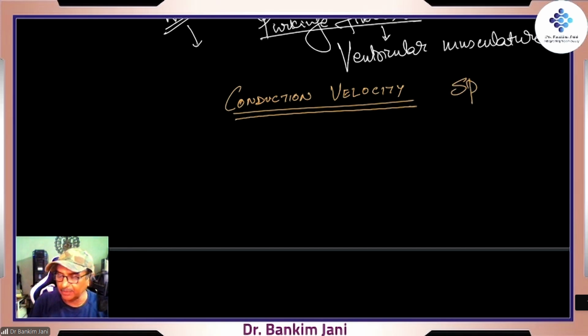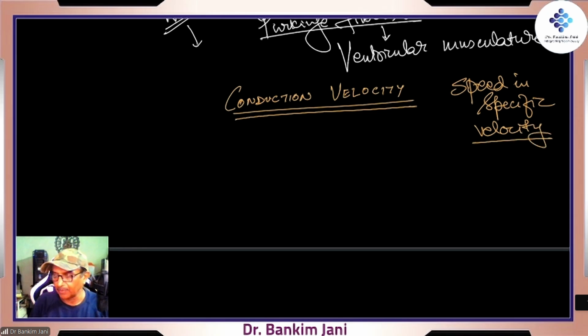Velocity means speed in a specific direction, right? We learned it in 10th. When the speedometer tells our speed is 80 kilometers per hour, fine, that is called speed. But when we say velocity, then it is 80 kilometers per hour in which direction? So over here, direction is important. The question which is asked is: in the heart, which tissue has the highest conduction velocity? And very happily we say SA node, right?